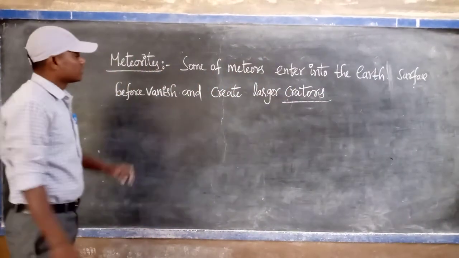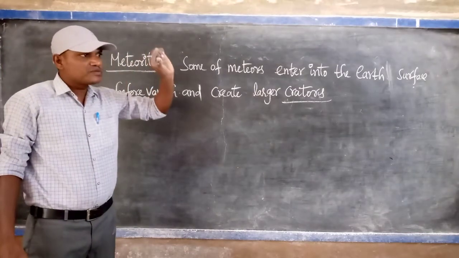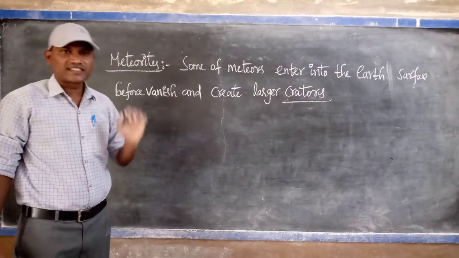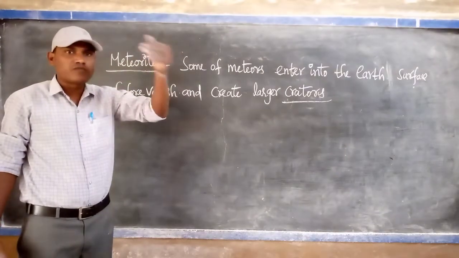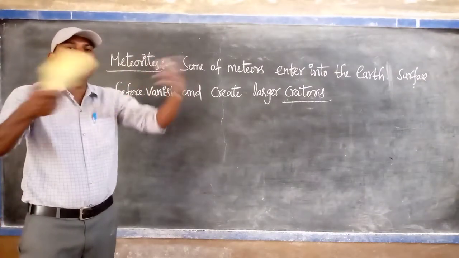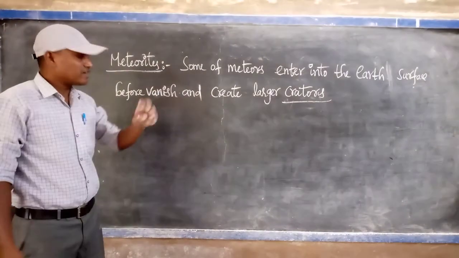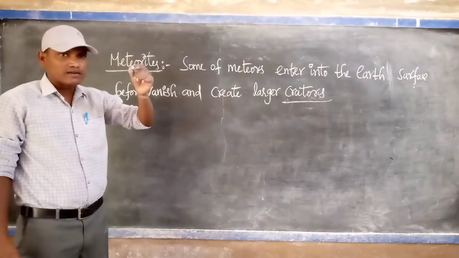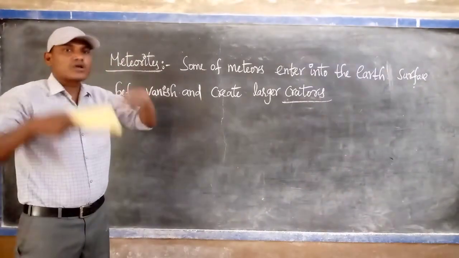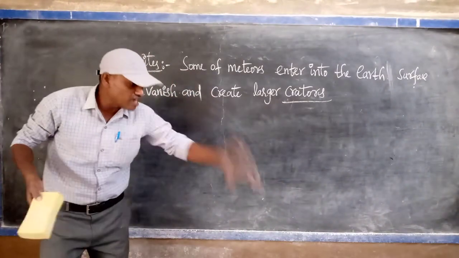So listen very carefully. Meteors means tiny objects that occasionally enter into the Earth's atmosphere, but before reaching the Earth, due to the air frictional force, they catch fire and burn completely. That's why they do not reach further. But sometimes you observe that some of the meteors reach the Earth before completely vanishing, meaning before completely burning.